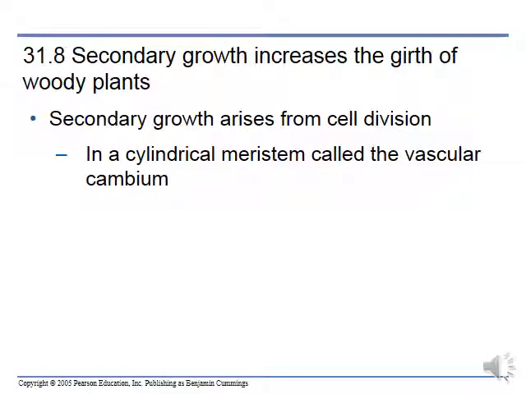Secondary growth is different than the primary growth. Primary growth is going to be increasing the height and the depth of the roots. Secondary growth is going to increase the girth of the woody plants. It's going to make them wider. Okay? Secondary growth arises from cell division, and it arises in a specific location. There is a cylindrical meristem called the vascular cambium.